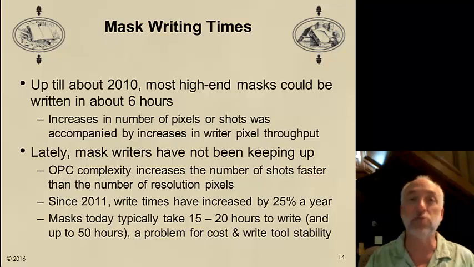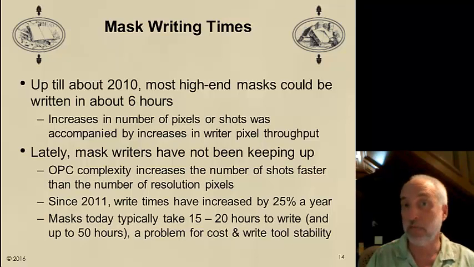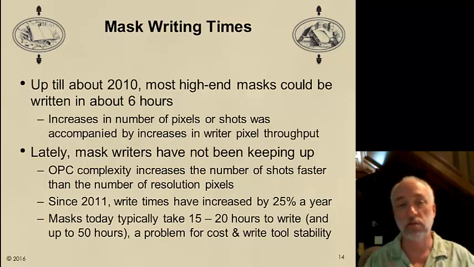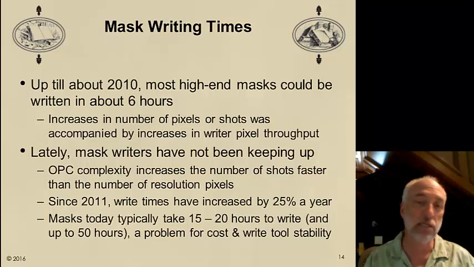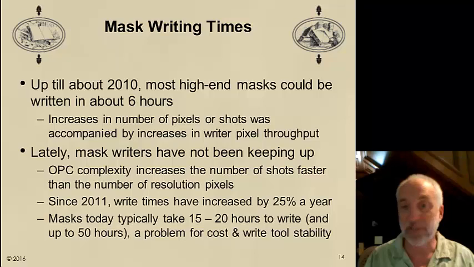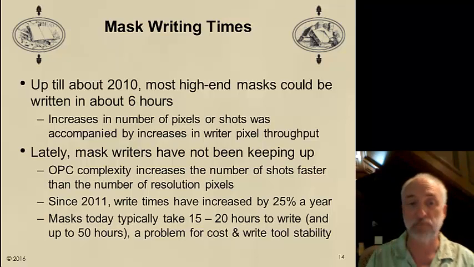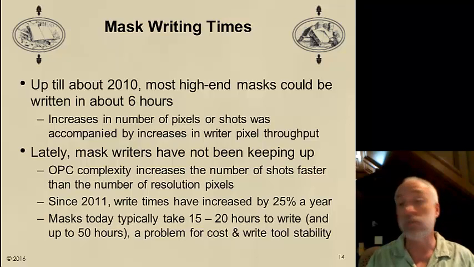Well, we haven't been able to do that lately. Since about 2011, write times have increased by about 25% a year, every year. This is because we can't increase the current density forever. We're hitting limits on current density. OPC complexity, optical proximity correction complexity, is making the masks much more complicated with a larger number of shots. Today, masks typically take 15 to 20 hours to write instead of 6.